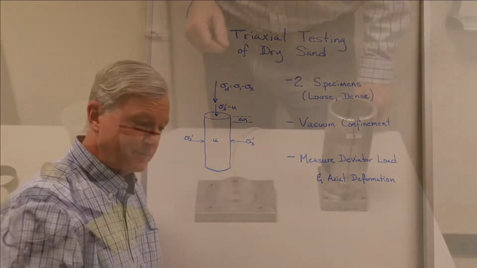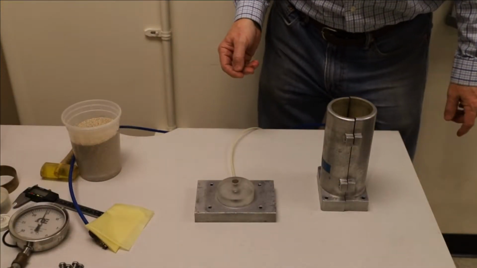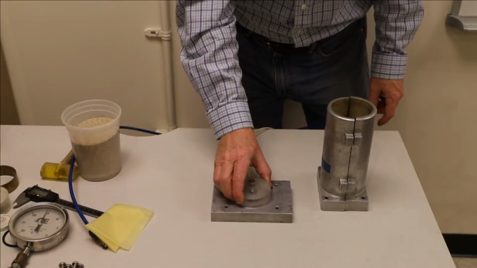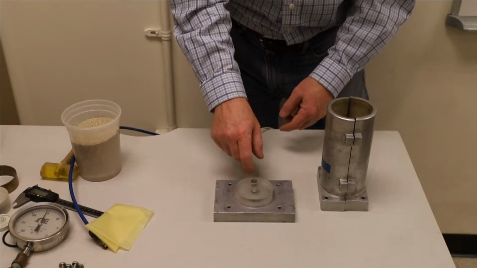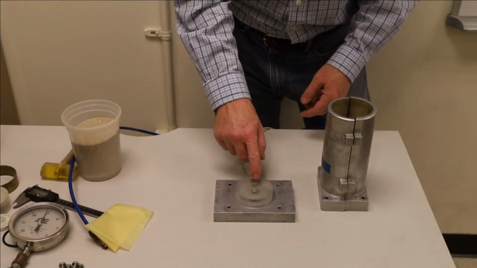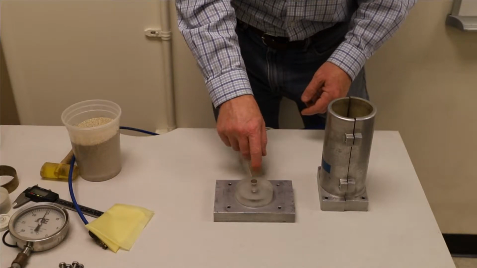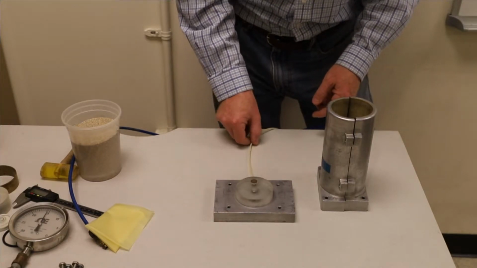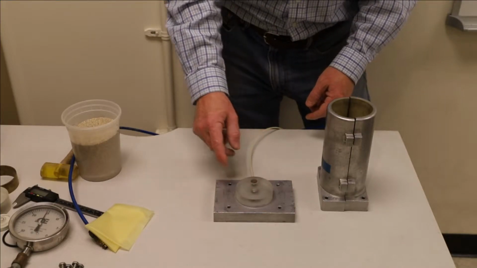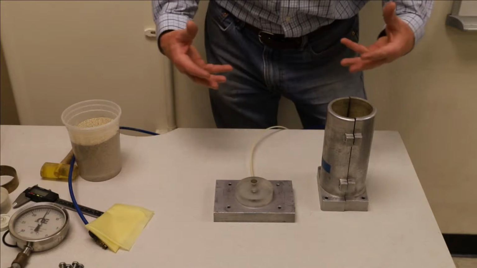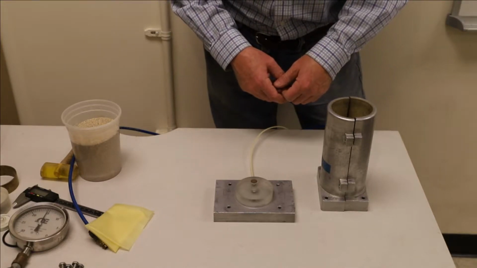So let's get started. So we're going to build this vacuum triaxial specimen on a special base plate that has a sample cap attached to it. And you can see there's a small porous stone here that's sintered bronze. It has a tube connected to it, and so that's connected to the inside of the specimen. And through that tube we can apply the vacuum confinement after we've built it.